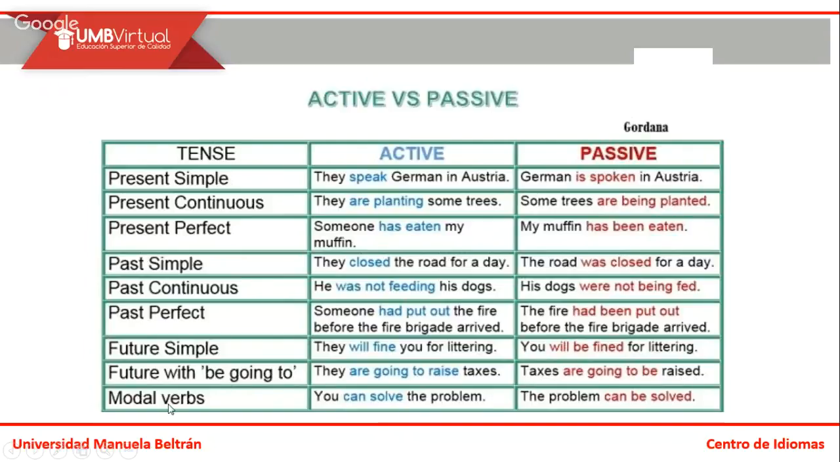Finalmente tenemos los verbos modales. There is one example according to modal verbs. There are more modal verbs. Yes, of course, we have should, we have would, we have others. But according to this active sentence, we're going to be focused on the grammar that we are going to use when we transform this active sentence into a passive sentence. So you can solve the problem, okay? The problem can be solved. In this part, as you can see here, this can is referring to the modal verb.